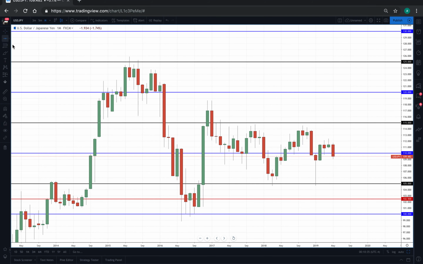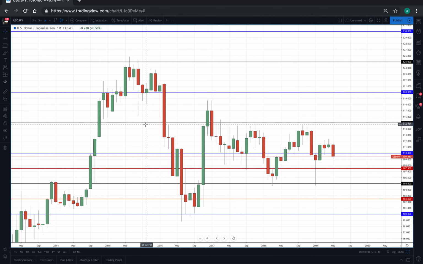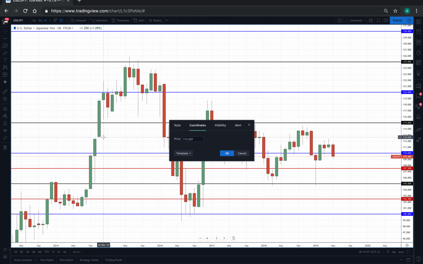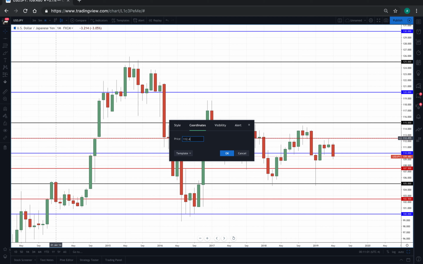So again, 105, 250 pips up would be 107.5. That's another quarter. So again, same thing. 112.5. That's considered a quarter number.